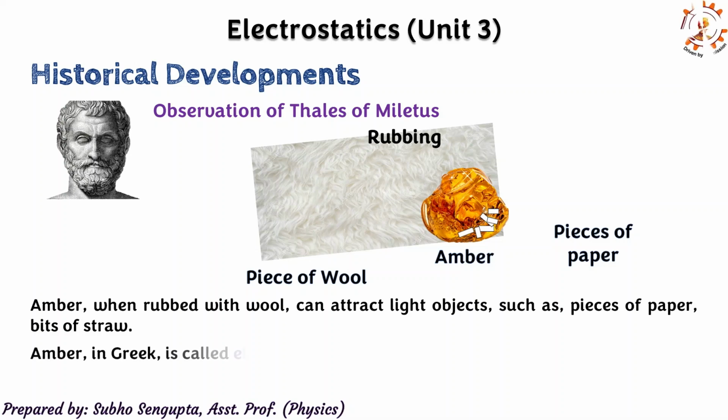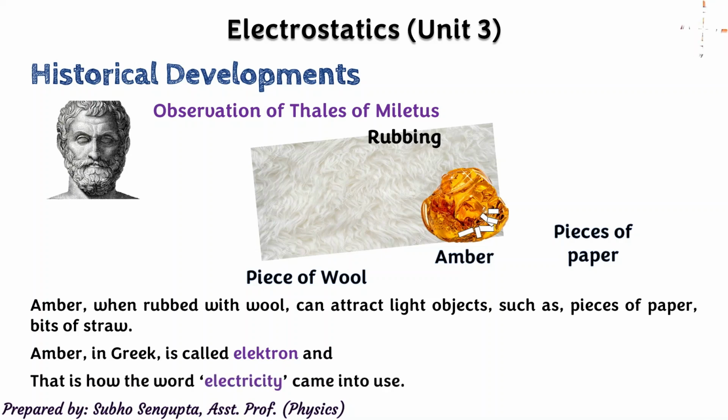Electron is the Greek name for amber. Check out the spelling of the word electron. That is how the word electricity came into use. This is also the origin of the words electric charge, electric force, and electron.